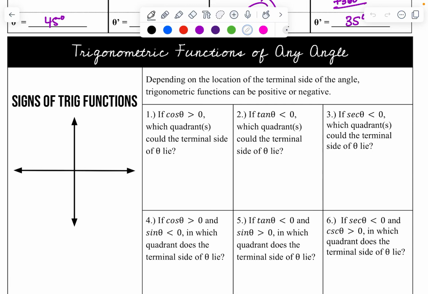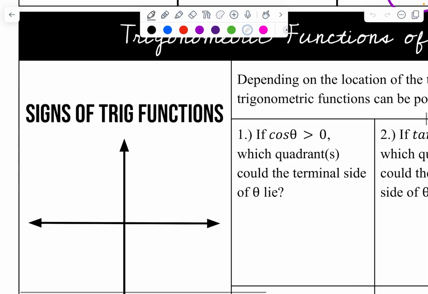Trigonometric functions of any angle. Depending on the location of the terminal side of the angle, trigonometric functions can be positive or negative. So the signs of trig functions depend upon the quadrant that we are in. Let's say we are in quadrant 1. All of our trig function ratios are positive. Sine, cosine, tangent, all of them are positive.